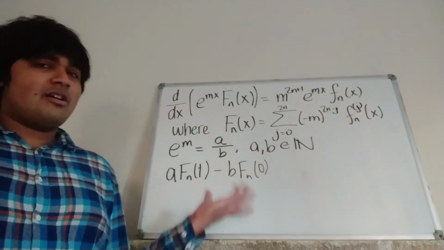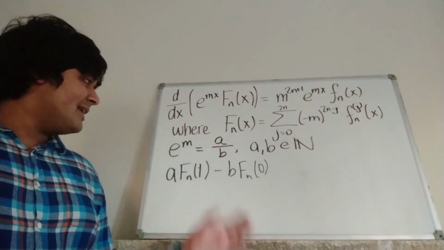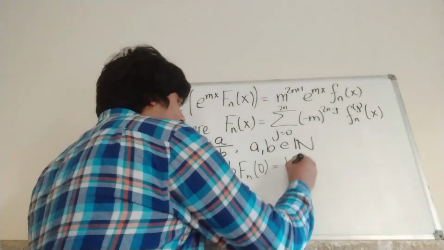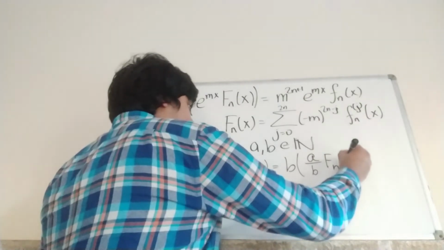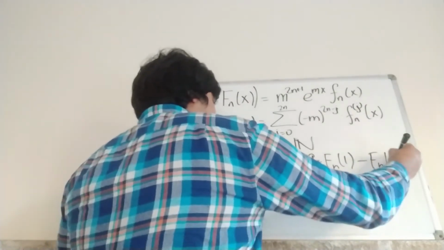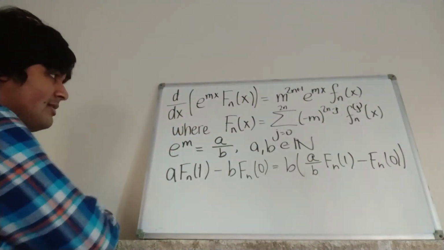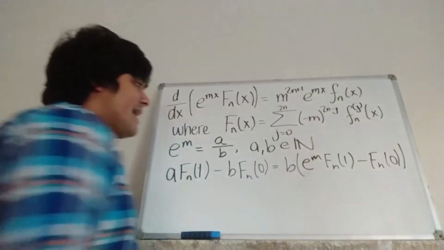And this might seem quite arbitrary, but hopefully once we see what it equals, it will make a bit of sense. But let's have a bit of a play with this. Let's firstly factor out the b. So this is equal to b times a over b, Fn of 1, minus Fn of 0, like so. But a over b is nothing but e to the m. So let me just replace this with e to the m. And we get this guy here.